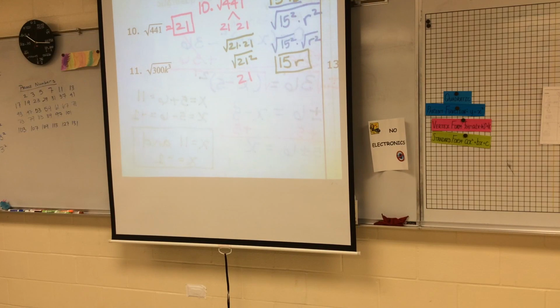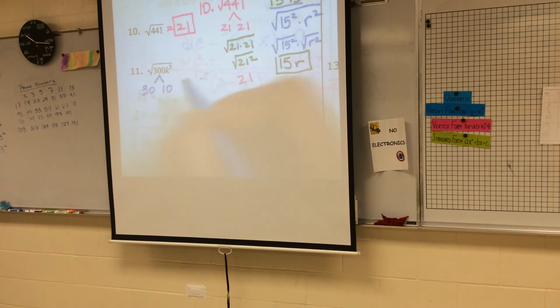Number 11. I have the square root of 300k cubed. So if I factor 300, what goes into 300? Ooh, 30 and 10, right? Are those the only two factors I could start with? No, I could have started with 3 and 100. I could have started with 50 and, what, 6? There's lots of places to start, right? I like 30 and 100. Kind of evens it out, right? Seems like kind of a middle point.